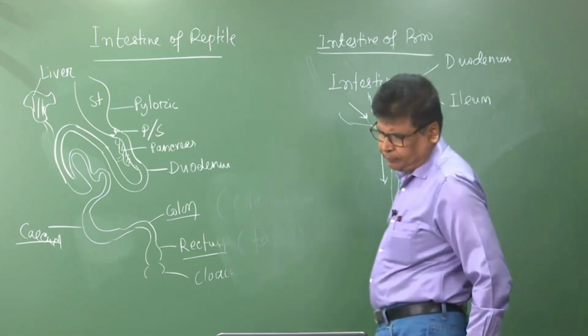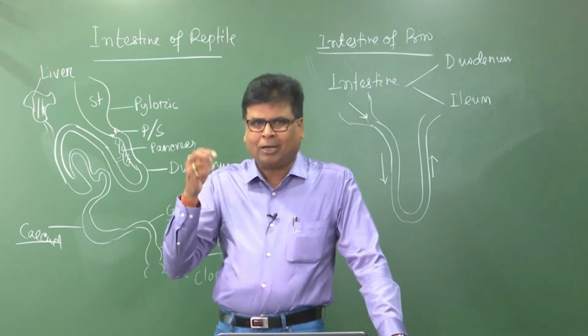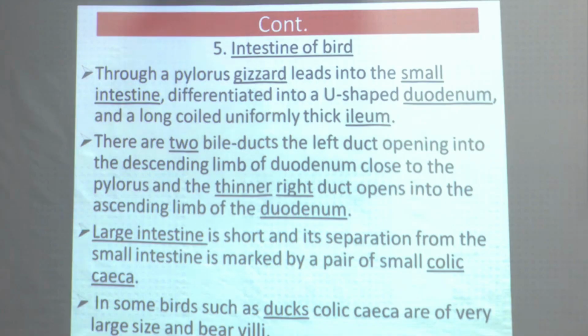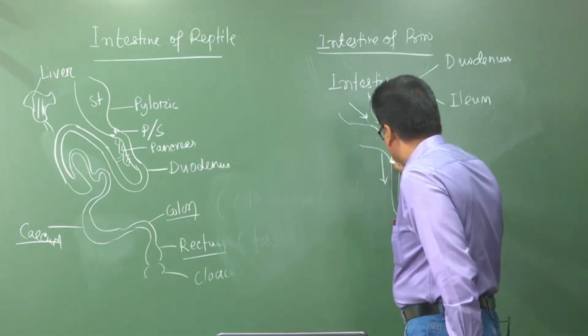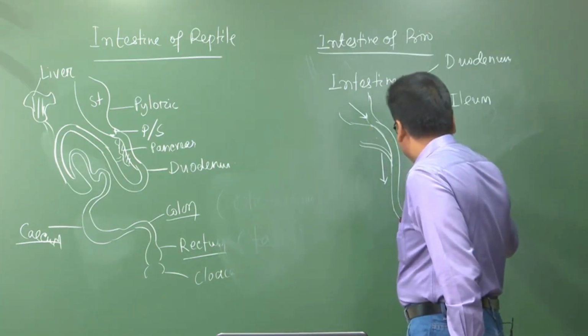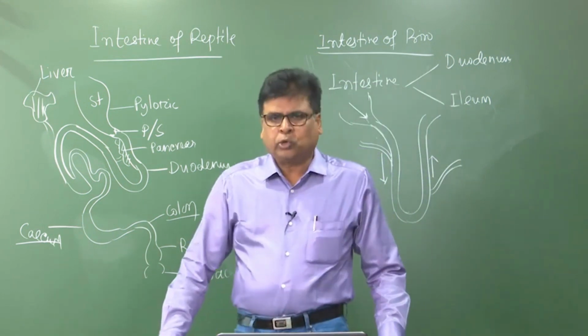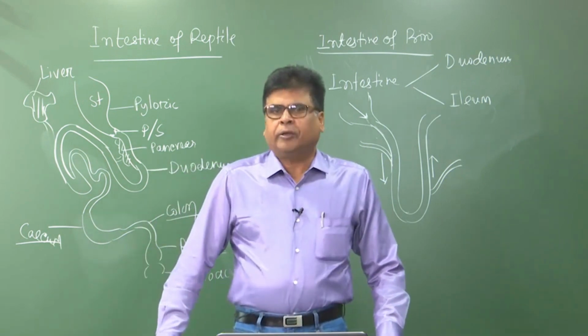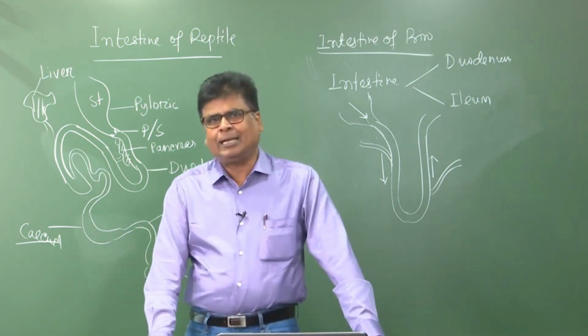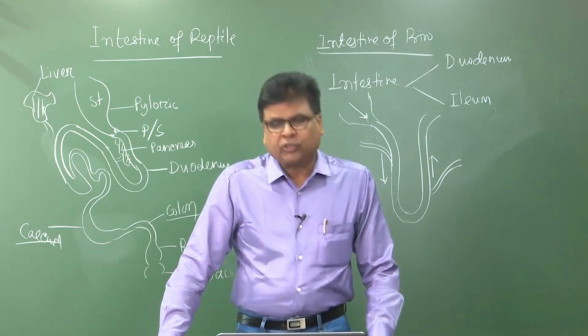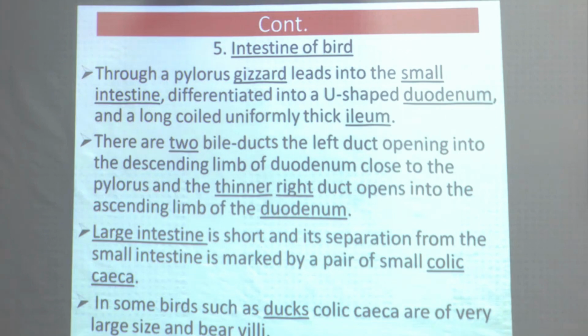In case of bird, there are two bile ducts, they actually carry bile, and one is left, that is opening into the descending one. This bile duct is opening to this region and another bile duct opening to this region. So, the two bile ducts open differently, one into the descending limb of the duodenum close to the stomach or pylorus, and the thinner right duct opens into the ascending limb of the duodenum.